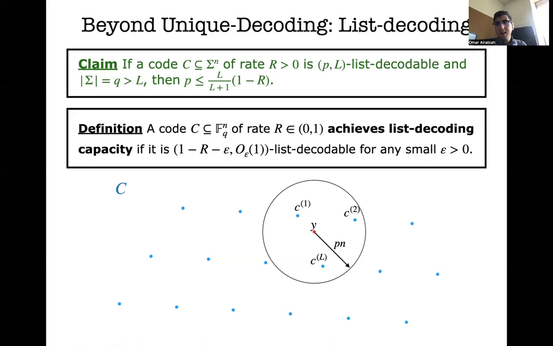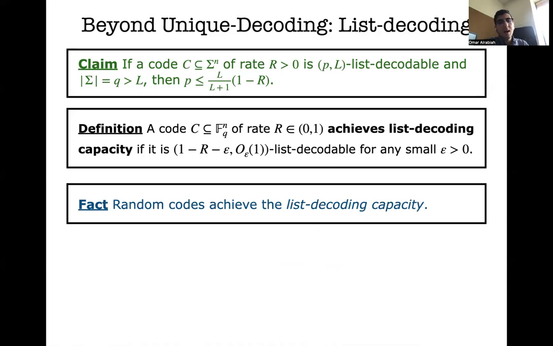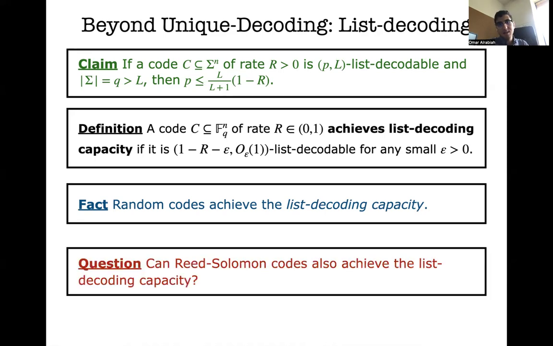And when you think about L as being a large constant, then if the code achieves this bound, we say that it achieves the list decoding capacity. In other words, a code achieves the list decoding capacity if it is (1 minus R minus epsilon, O(1)) list decodable for small enough epsilon. And this is the bound that you get by just picking L to be a large enough constant in the claim above. Now we know this is not a vacuous bound. We know that random codes over a large enough alphabet actually achieve the list decoding capacity. And in this talk we're interested in seeing Reed-Solomon codes achieving the list decoding capacity too.